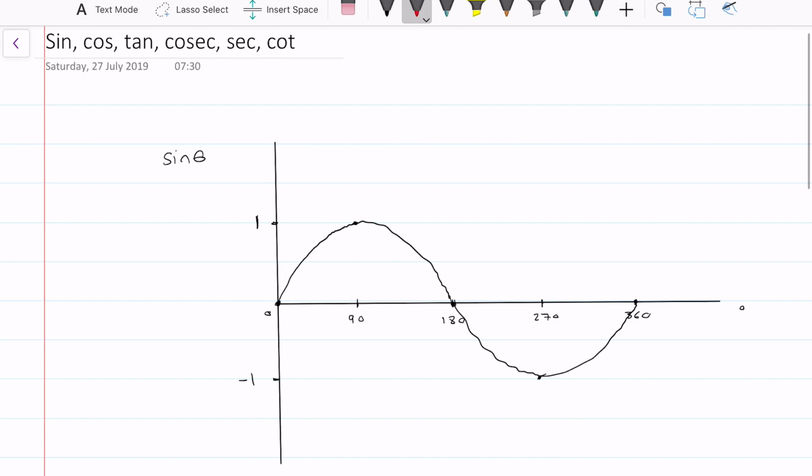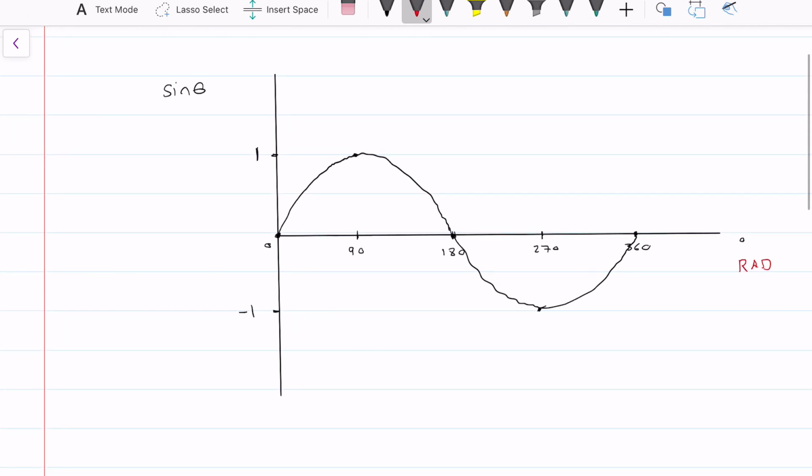Now I'm just going to show what that relates to when we're working in radians. It becomes useful to work in radians later, but I just want to show you what it looks like so that when you come to it later, you'll understand. So again, we're working at 0, pi over 2, pi, 3 over 2 pi, and 2 pi. When we're working in radians, the period is 2 pi.